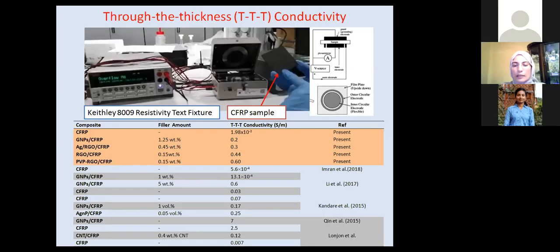After producing the composite materials, we measured the surface and through-the-thickness conductivity, the through-layer conductivity, of the samples using the Keithley resistivity test fixture and the source meter. Our results in this table are comparable with the results taken from the literature.